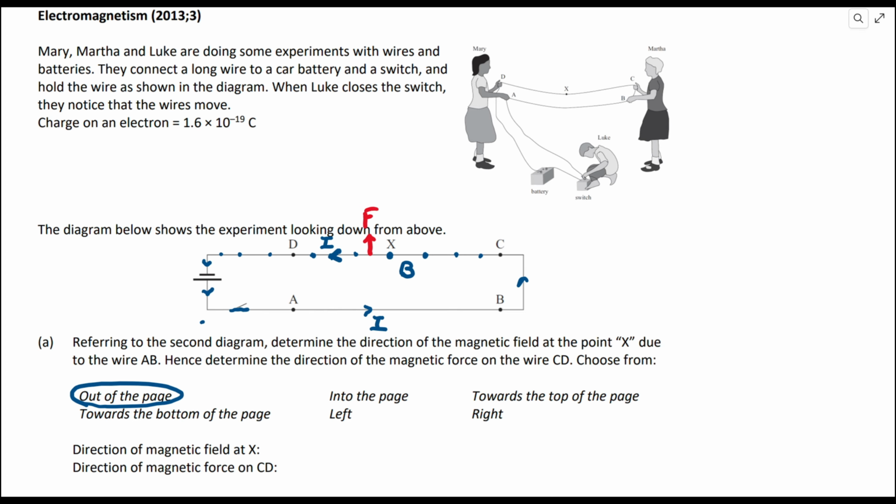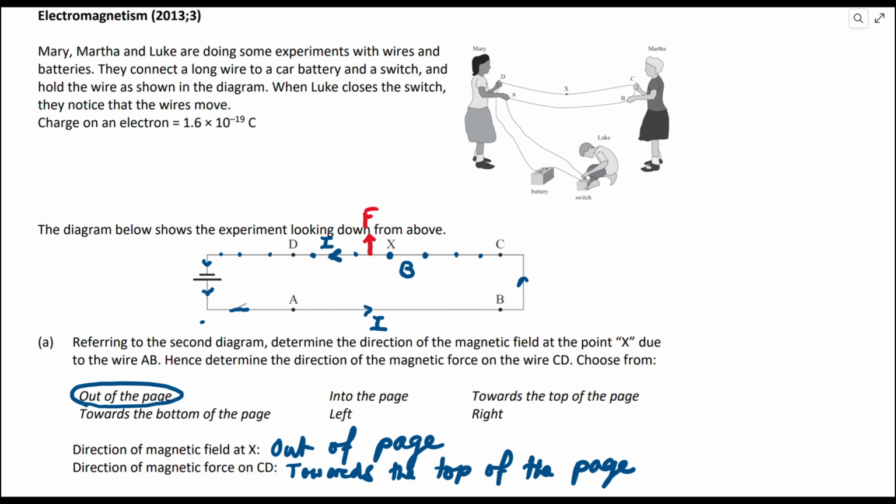Okay, so direction of magnetic field at X is out of page, and direction of force on CD is towards the top of the page. So this one is towards the top of the page. So these are the options. Sorry, we don't have to circle it. We have to choose from these two options and then write the correct answer over here. So that was the first part of the question.